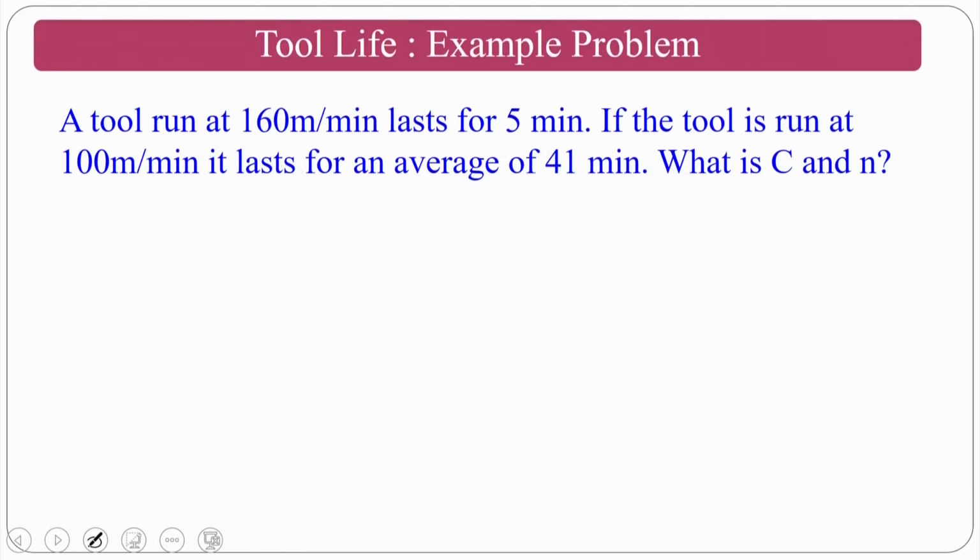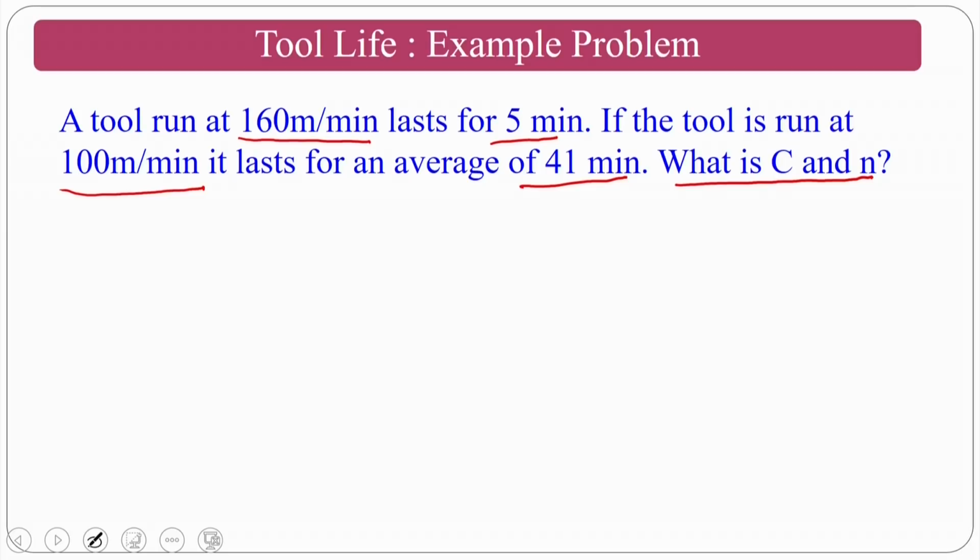Okay. So, let me explain a problem for some of the people who are beginners to manufacturing and all those things. A tool run at 160 meters per minute lasts for 5 minutes. If the tool runs at 100 meters per minute, it lasts for 41 minutes. What are the C and n values? If you see this one, 2 conditions are given: in one case V1 is given as well as T1, and in the second case V2 is given and T2 is also given.